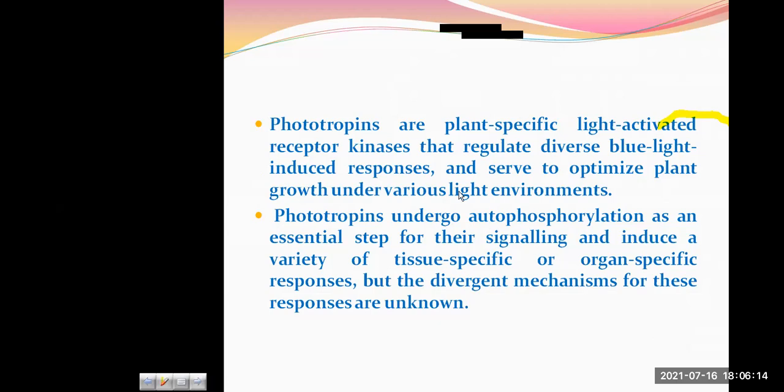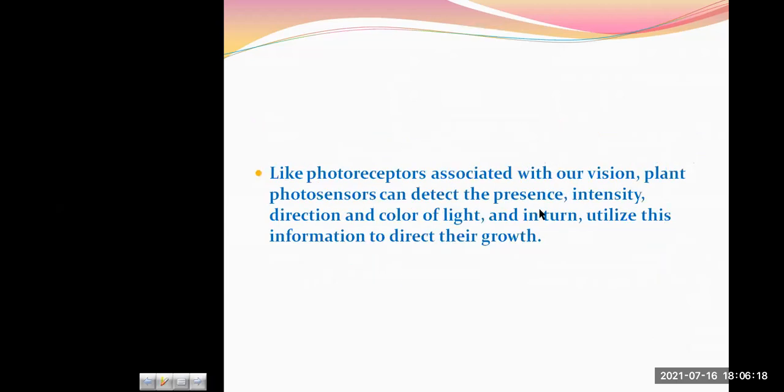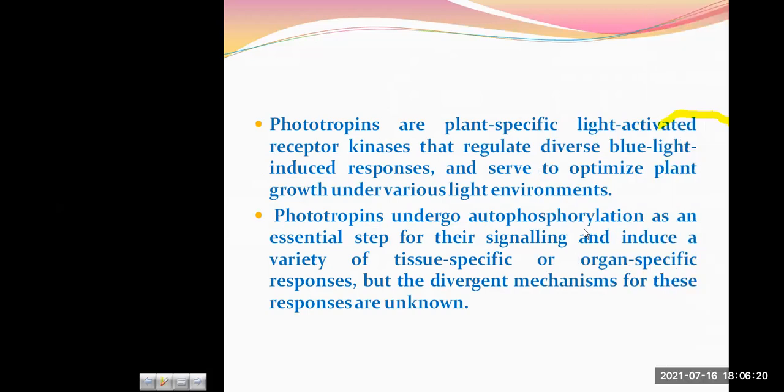They undergo photophosphorylation as an essential step. This is autophosphorylation. Autophosphorylation means they undergo phosphorylation by themselves. That is, they add a phosphate group. This autophosphorylation is an essential step for their signaling. Signal means message. For giving a message to the plant.